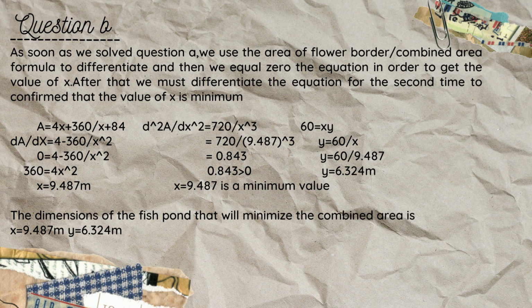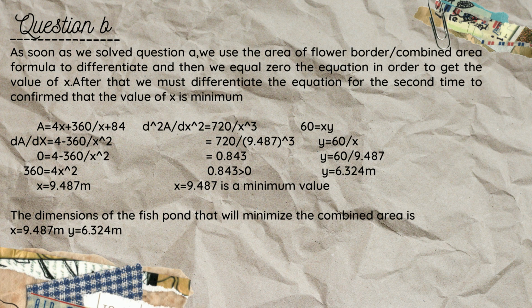From question A, the equation is A equals 4x plus 360 over x plus 84. We differentiate it with respect to x. We should get 4 minus 360 over x squared. After that, we set the equation equal to 0. So 0 equals 4 minus 360 over x squared. From this, we can now solve the equation and get the value of x, which is 9.487 meters.